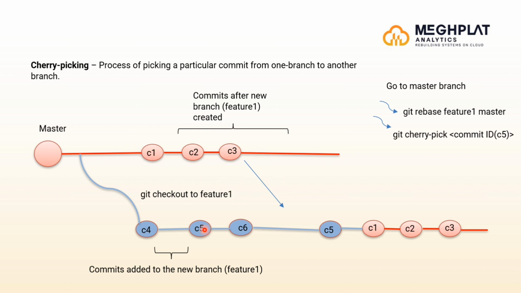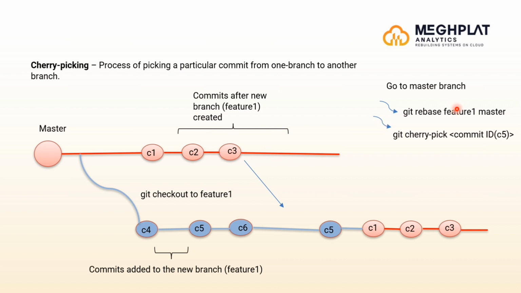And C4, C5, C6 are there in the feature branch that are not in the master branch. If I want to take everything from here, I can go for rebase. But for some reason I don't want to take all of this. I don't want C4, but I want only C5 to get into the master branch. How can I do that?